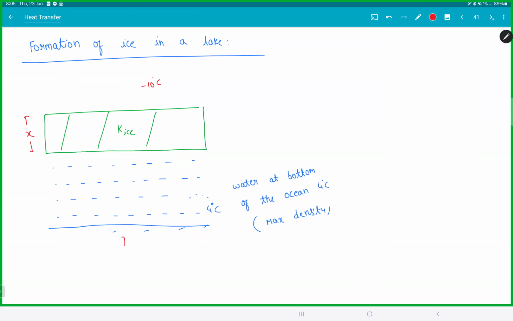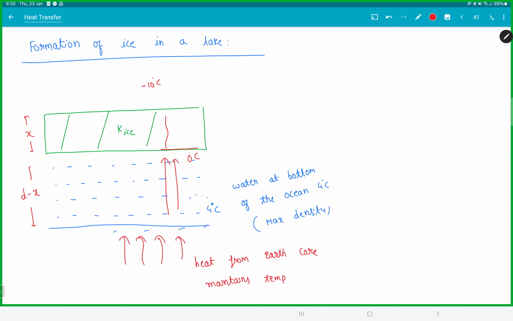And now, interestingly, this 4 degrees is maintained by the thermal heat. This is the heat from the Earth's core. So this is what is happening. And what is the ice's temperature? This interface's temperature is 0 degrees. So heat is coming from the bottom to the ice, and the heat is escaping through the ice to the atmosphere. At some point, both will reach an equilibrium, and the ice's thickness becomes constant.